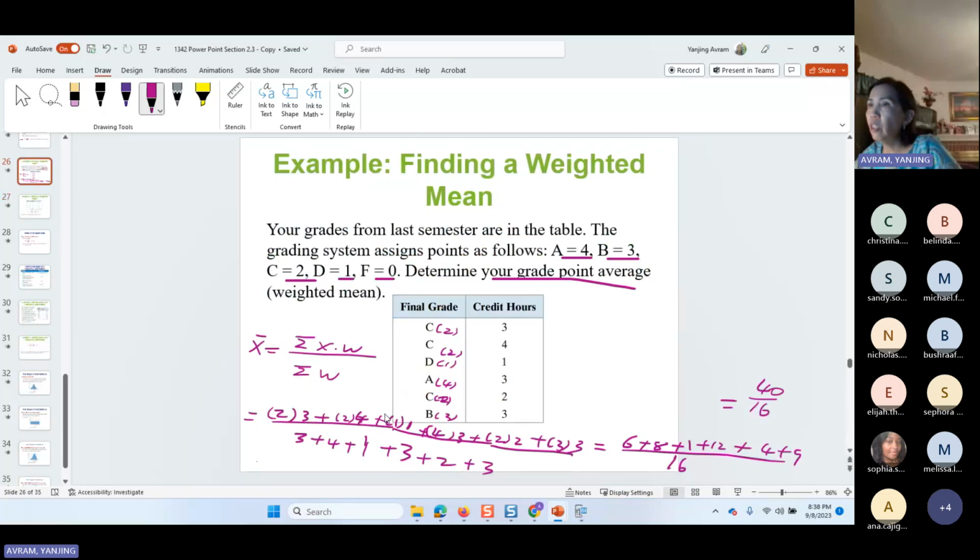So that is how you find your grade point average, right? You use the course grade multiplied by the credit hour, and then add them together. So that's the sum, and then the denominator will be the total credit hours. So that's the total weight.